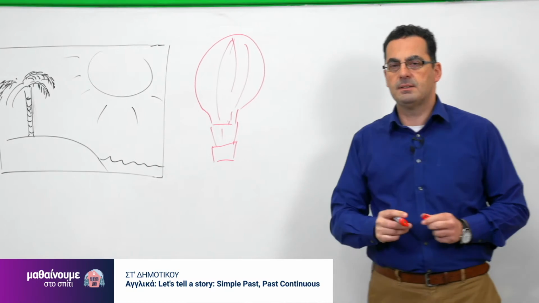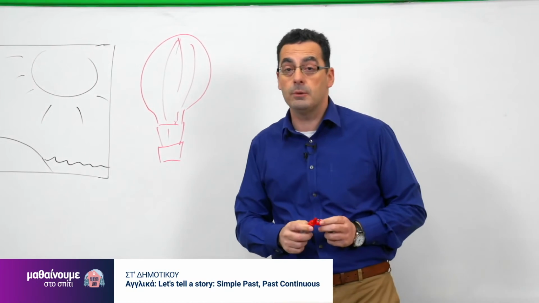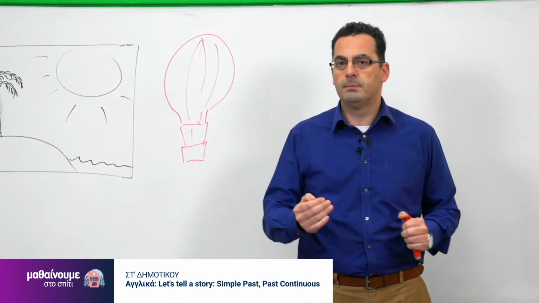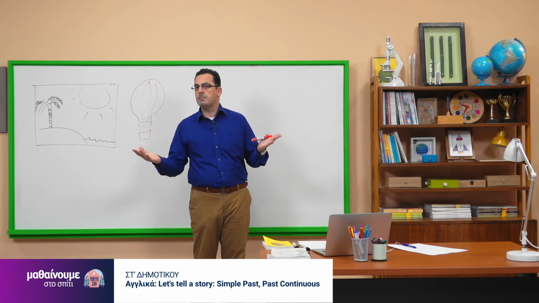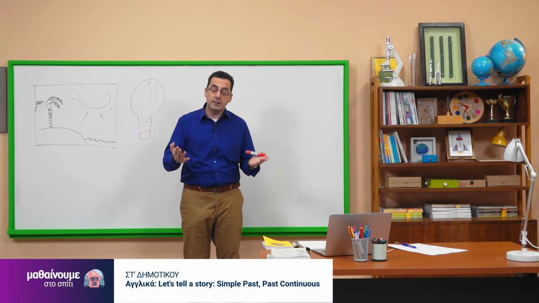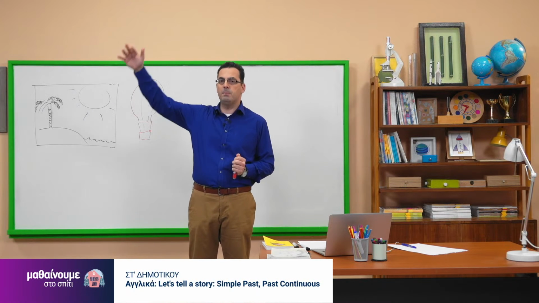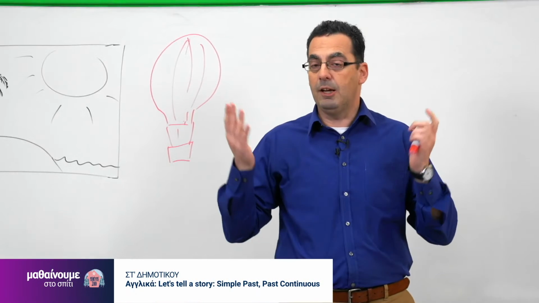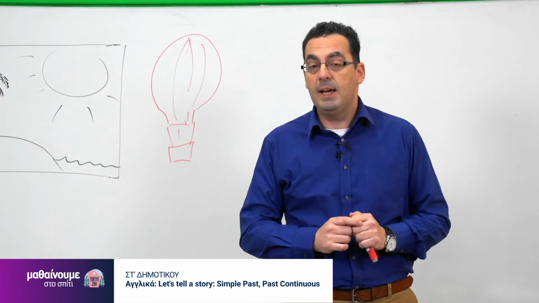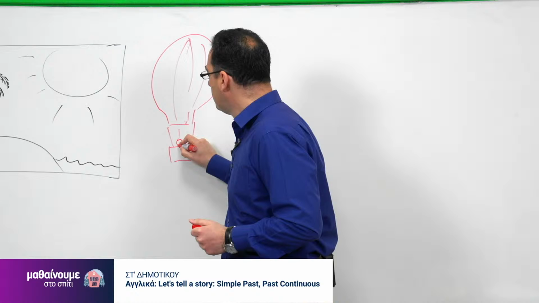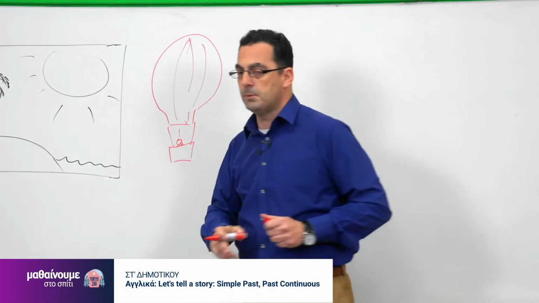What does this look like? It's a hot air balloon. Very good. What can you do with a hot air balloon? Well done. You can travel. You can travel to many places. You can see many places from the air. Now let's use our imagination and imagine that John is in the balloon.